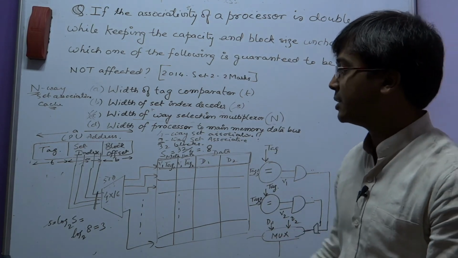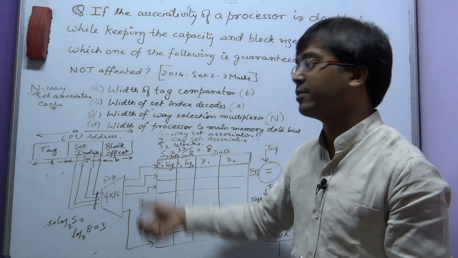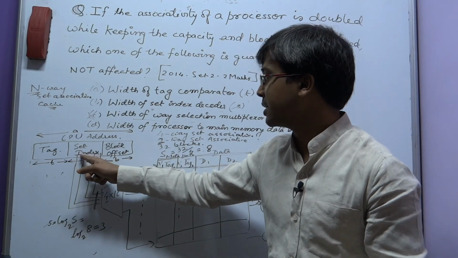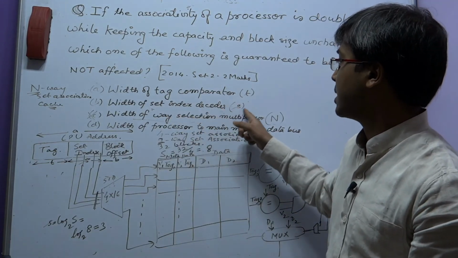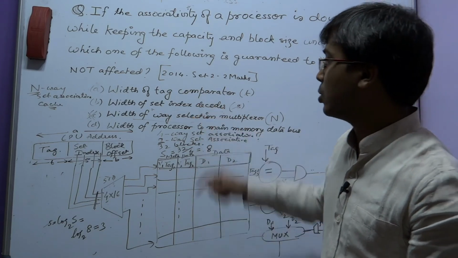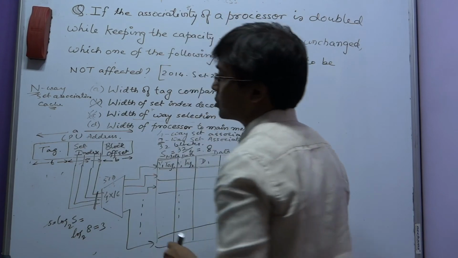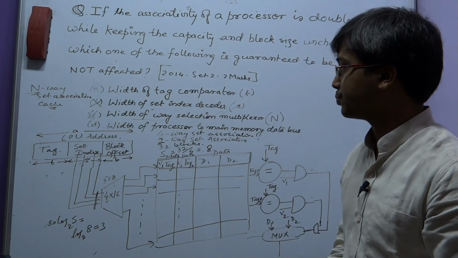That means the set index is definitely getting affected by changing the value of n. And if the set index width is getting affected, that means the width of the set index decoder, which is the same as that of small s, would also get affected. So this one is also getting affected by the associativity of the cache. So this is also struck off.